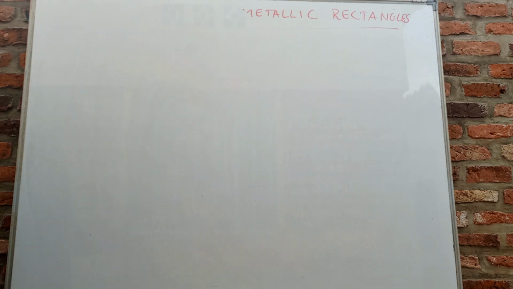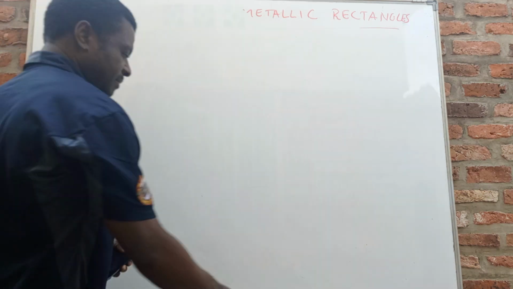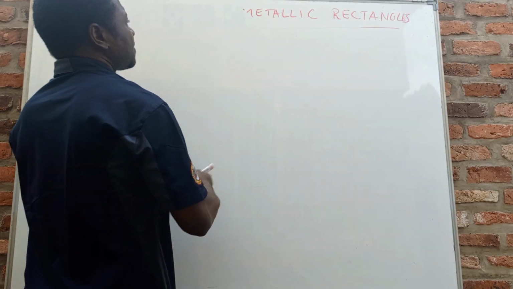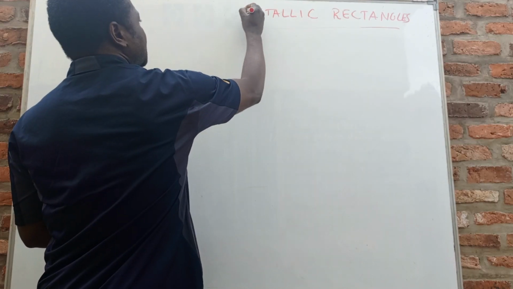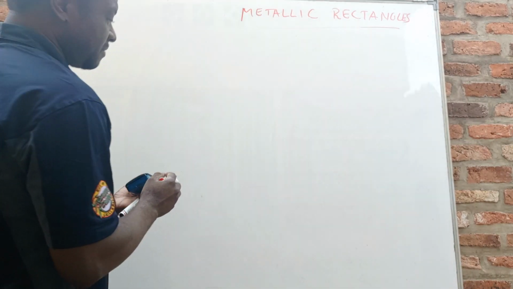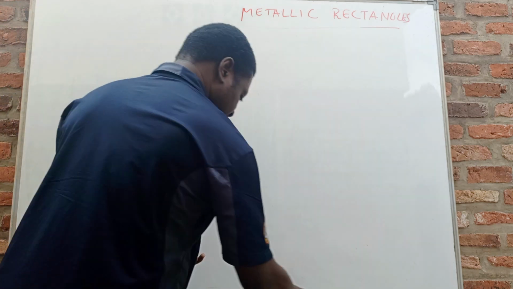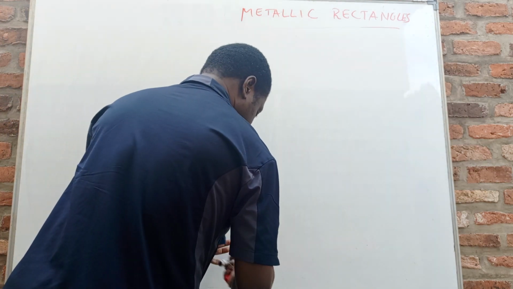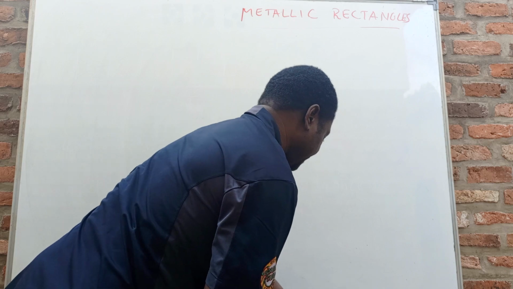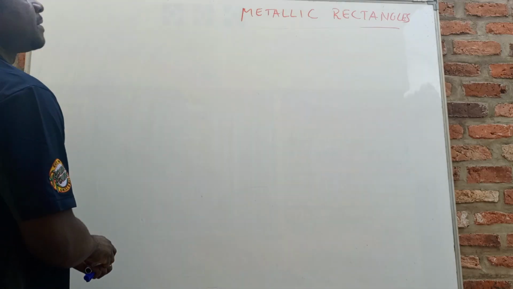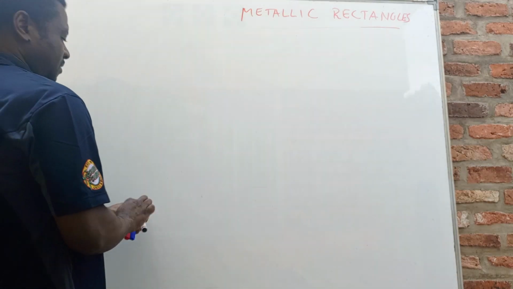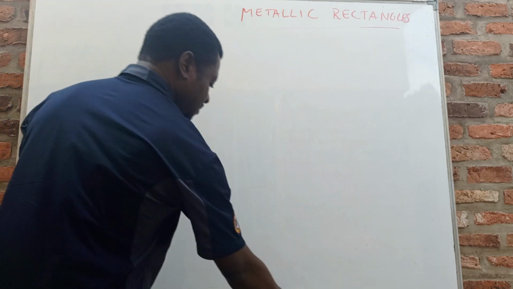Okay, this is it. This is a metallic rectangle. I want to talk about the metallic rectangle in this video. Let us now start with the definition.